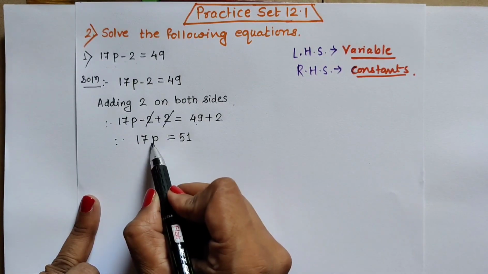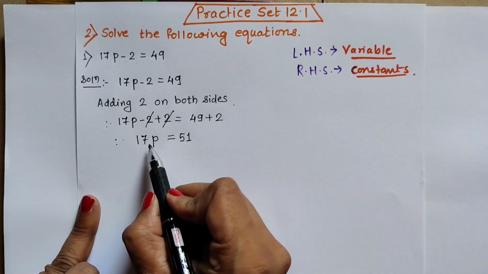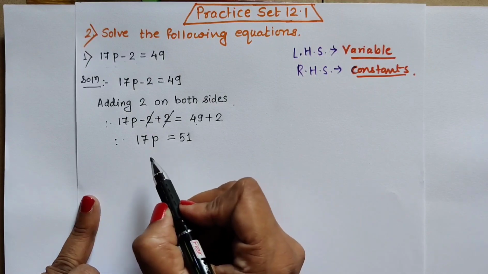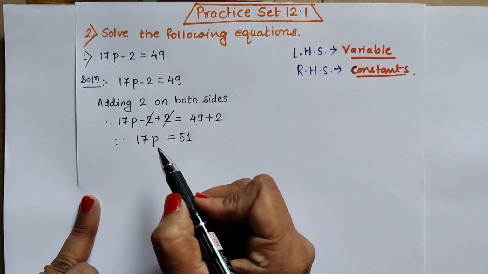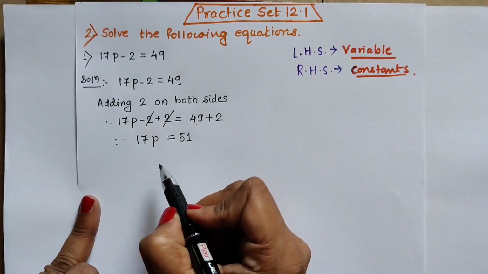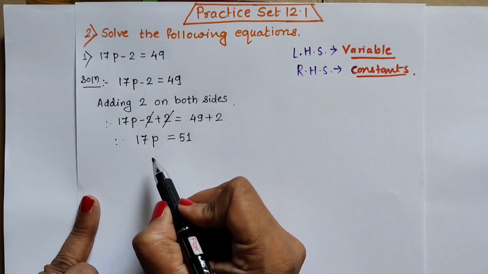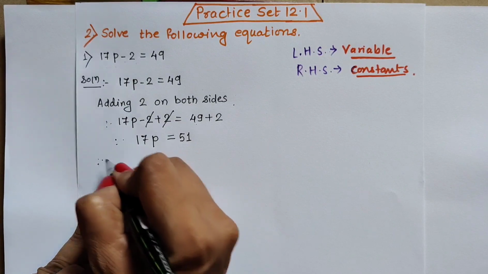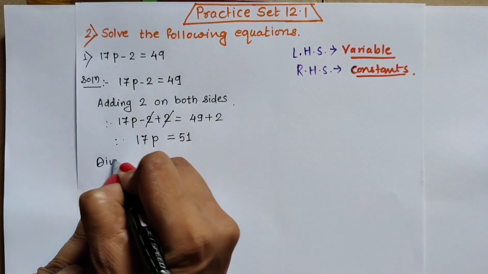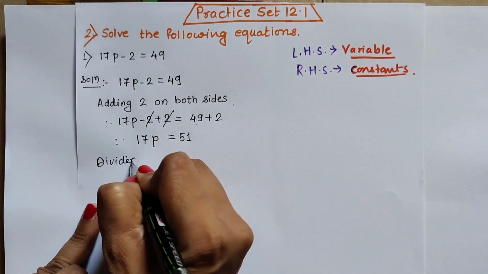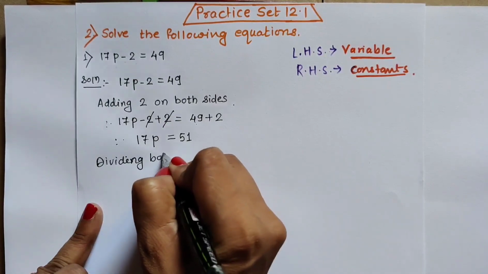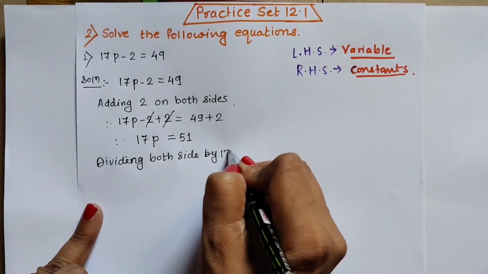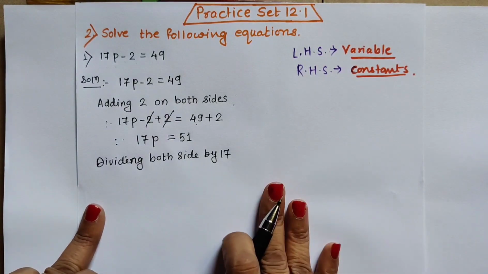Here it is 17 multiplied by p. 17p means 17 multiplied by p. So multiplication is there. While transferring, we have to do exactly the opposite operation. So when multiplication is there, we have to do division. So what we have to do? Dividing both sides by 17. We have to divide both sides by 17.